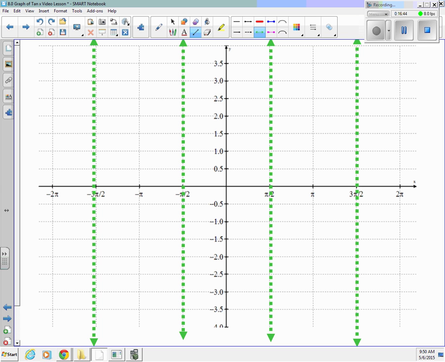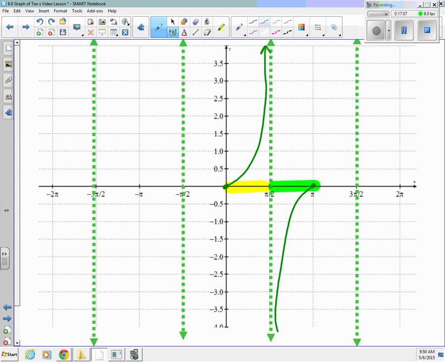So again, I'm in the first quadrant here, and my tangent is positive. I'm going to start at 0, and I'm going to go up to the asymptote. Then in the second quadrant, which is from pi over 2 to pi, my tangent is negative, so I'm going to come up from the asymptote and meet my point at 0. And then I'm going to repeat that again.